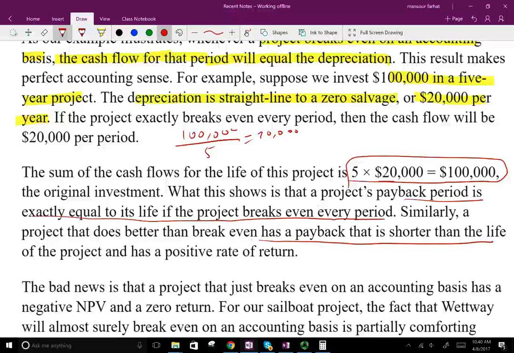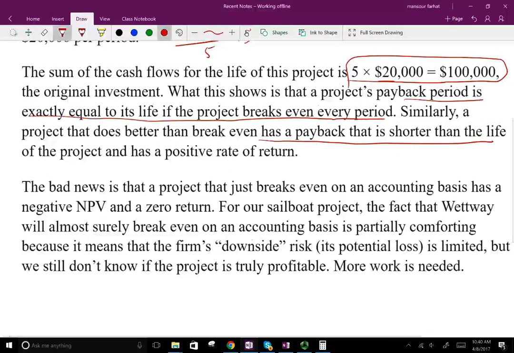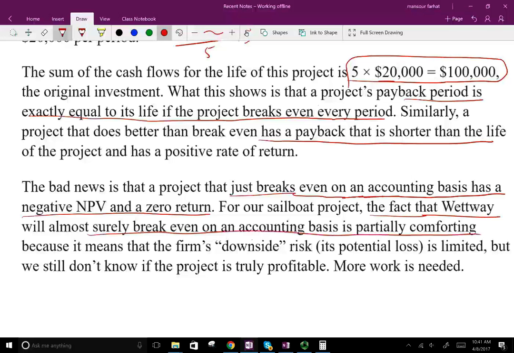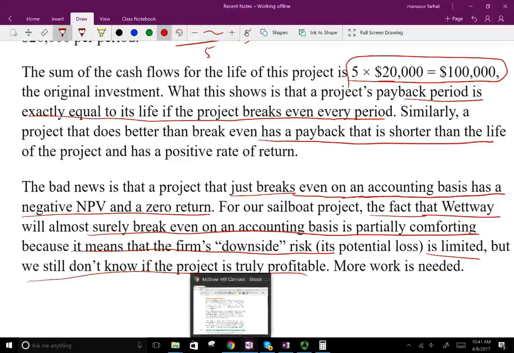Obviously, if the project does better than the break even, it's going to have a payback shorter than 5 years, mathematically speaking, of course. The bad news is that a project that just breaks even on an accounting basis has a negative NPV and a 0 return. For our sailboat project, the fact that the company will almost surely break even on an accounting basis is partially comforting because it means that the firm's downside risk is limited, but we still don't know if the project will be profitable. So we need to do more work.